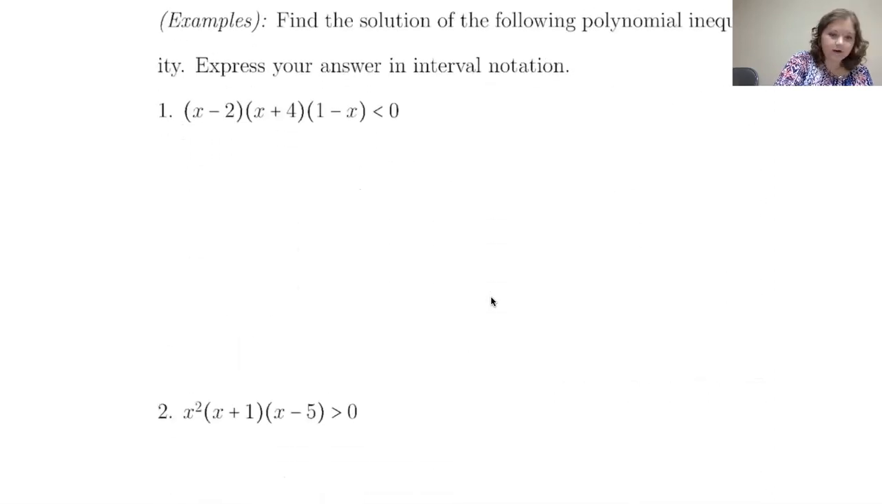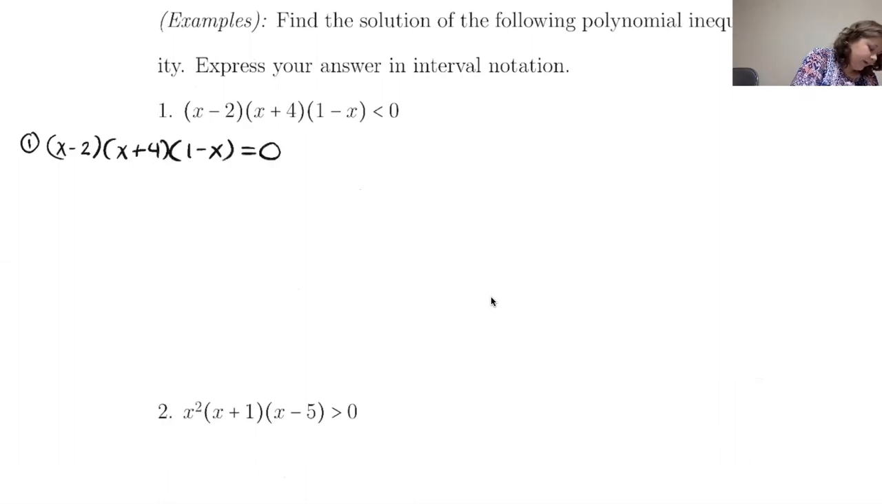And so let's work this first example using that method. Okay. So we're going to start with step 1, which is we set the polynomial equal to 0 and solve it. So right now, if we set x minus 2, x plus 4, 1 minus x all equal to 0, that means that we'll set each factor equal to 0. So x minus 2 equals 0, x plus 4 equals 0, and 1 minus x equals 0.